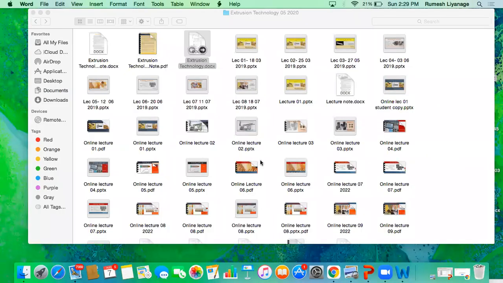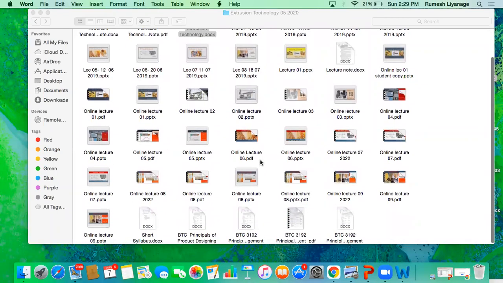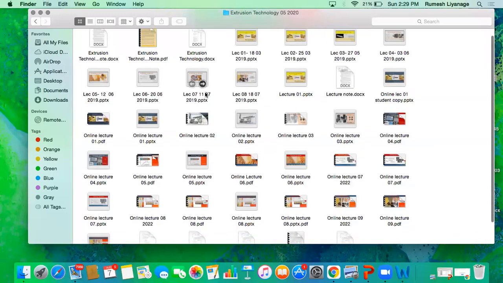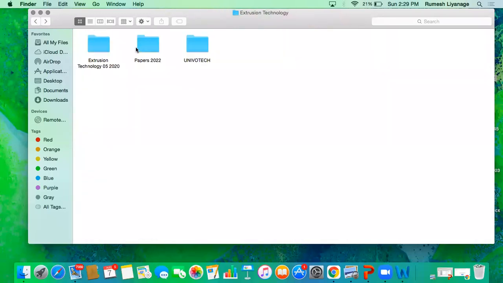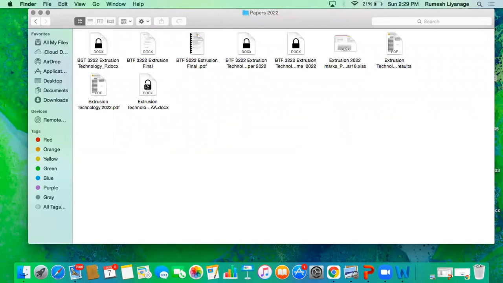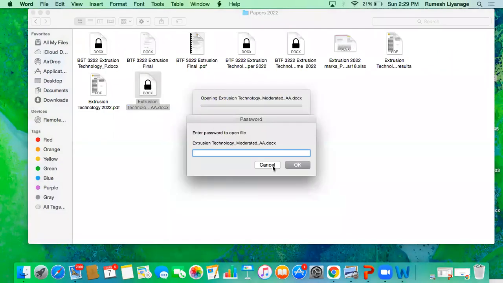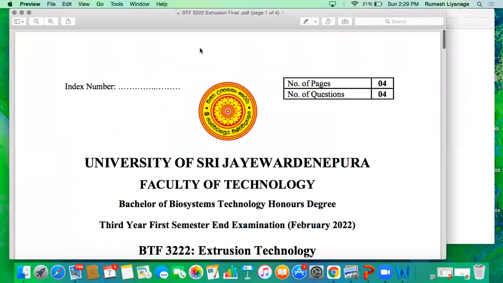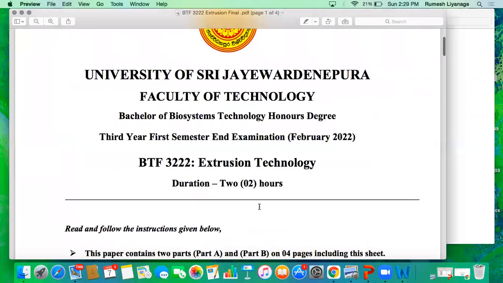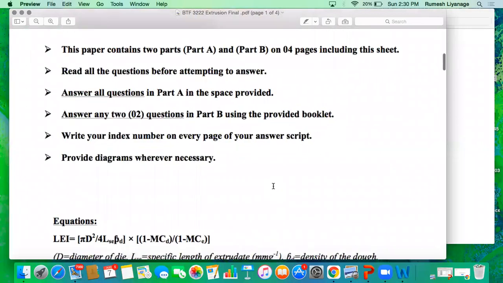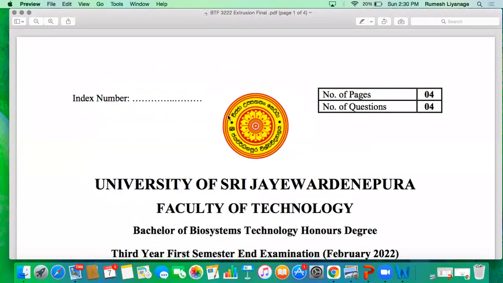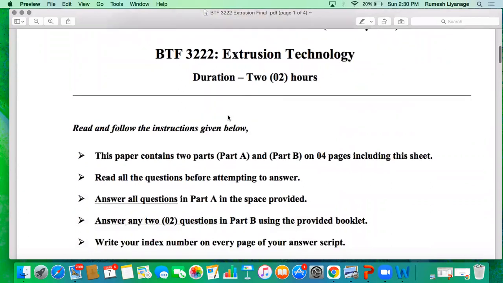And I will try to show you one paper. This paper I have prepared for our university students. You can see. Don't try to track the questions, right? I just wanted to show you the structure.